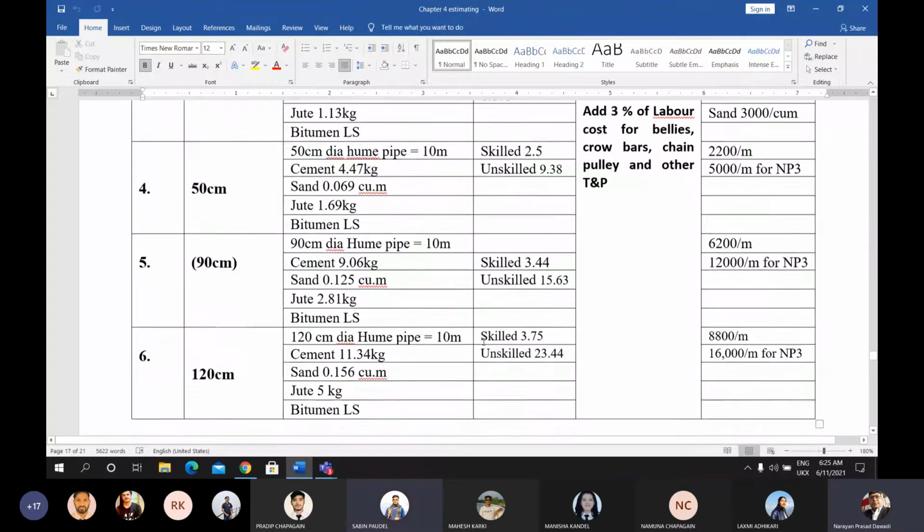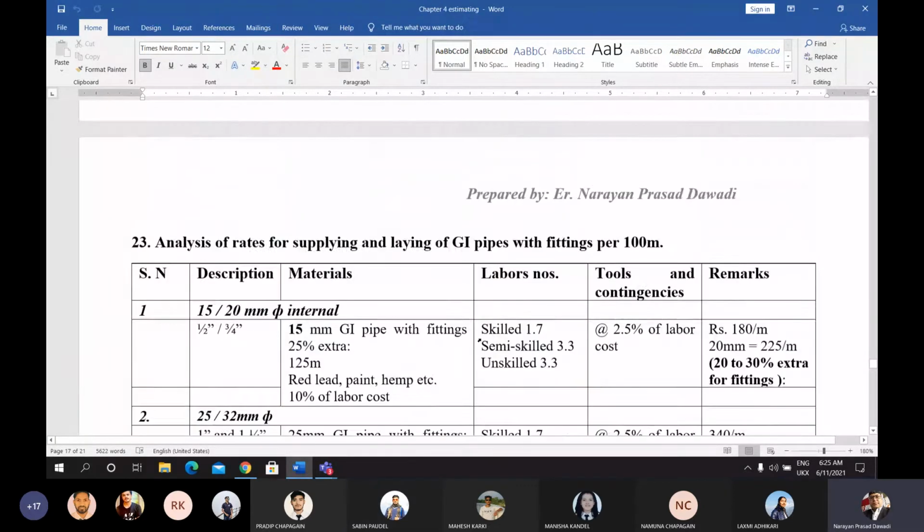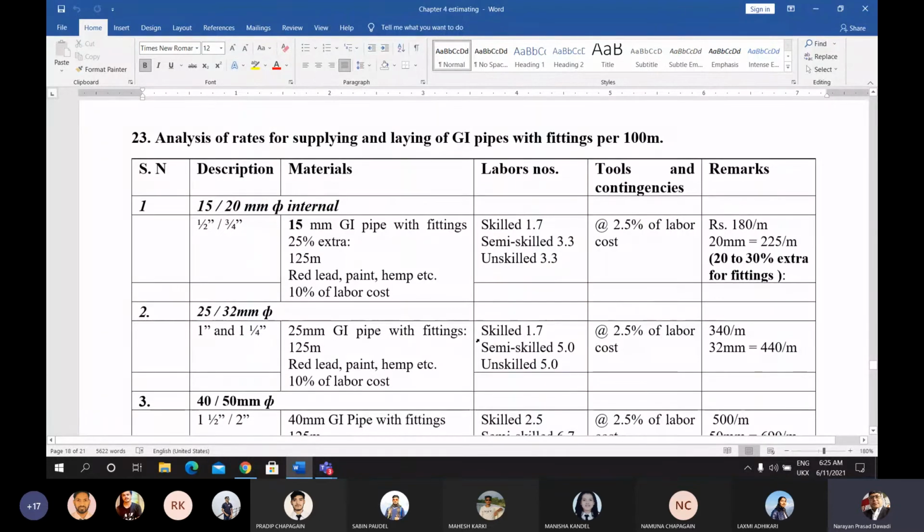Understood, sir. Now let me go to another heading: analysis of rates for supplying and laying of GI pipe with fittings per 100 meter. This is another type of pipe, the GI pipe. GI pipe is generally used for water supply and internal plumbing of the house. And we need different types of fittings for the GI pipe.